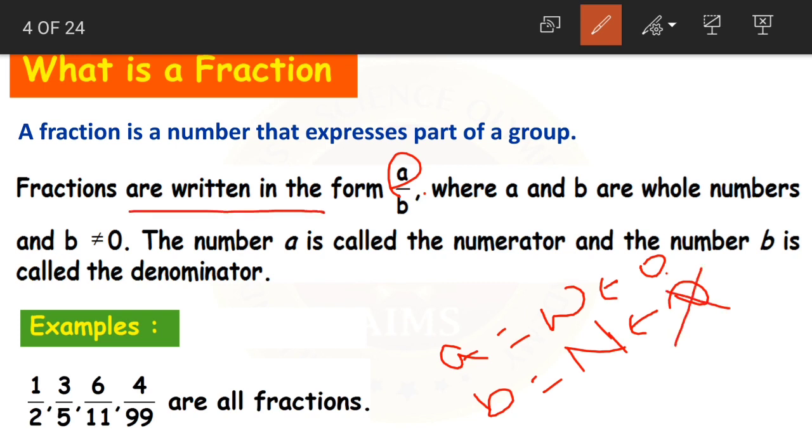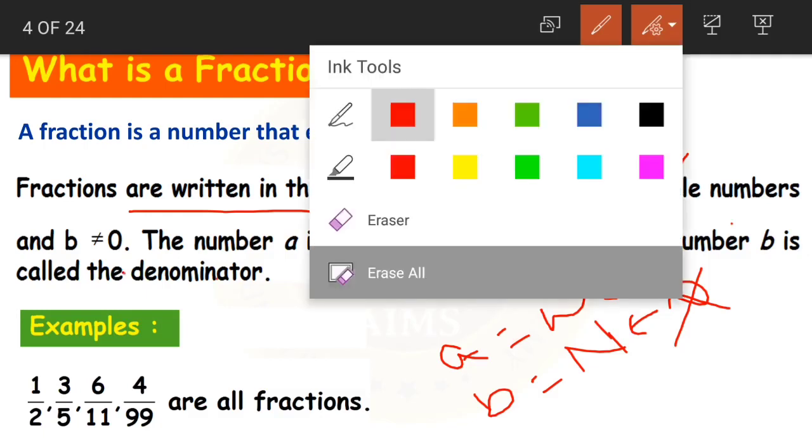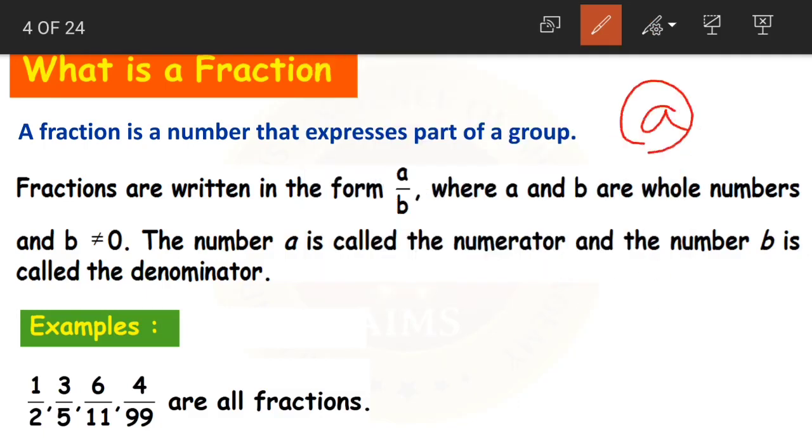So here, the fraction is in the form of A by B, or you can also say P by Q form, where A and B are whole numbers and B is not equal to 0. And what is A called, children? That is the top part of the fraction. It is called the numerator, and B, which is down, is called the denominator. Yes students, clear? This is the basics about fractions.